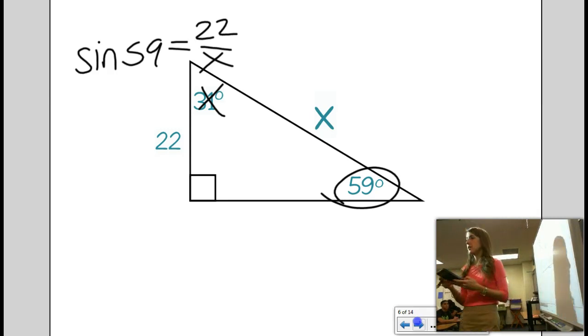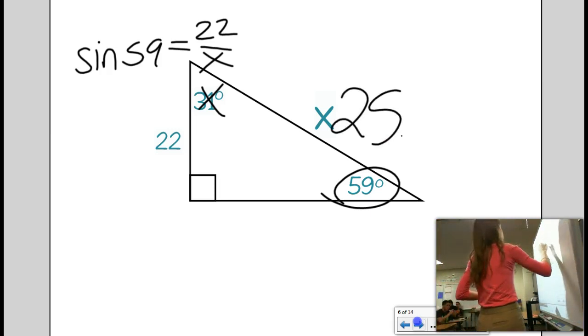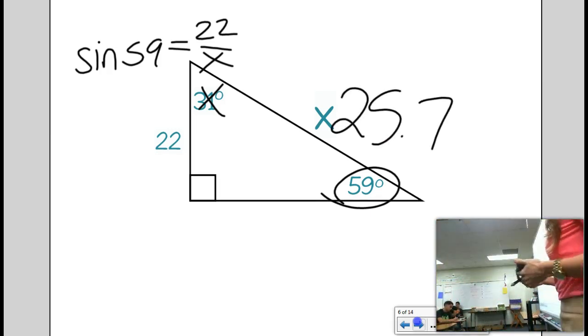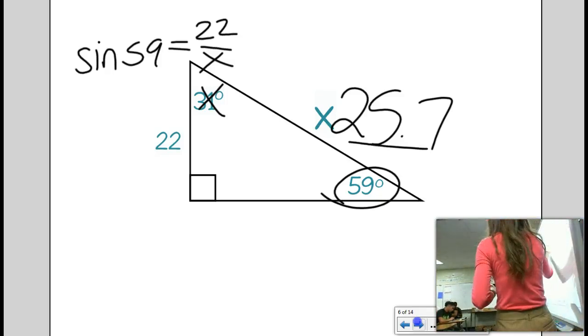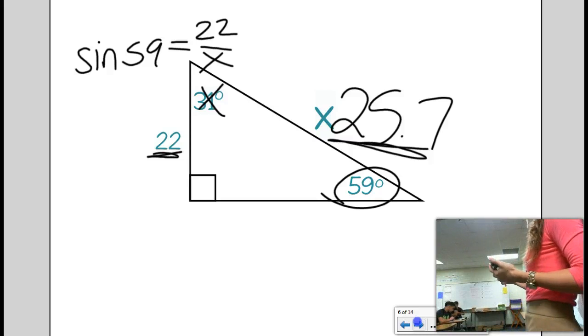Catherine, what was the final answer? 25.7. The 6 tells the 6 to go up. 25.7 was the final answer. When you're solving these, you can always check to see if your answer is reasonable. Is that answer reasonable? How should this number compare to this number? It's got to be larger because it's the hypotenuse.